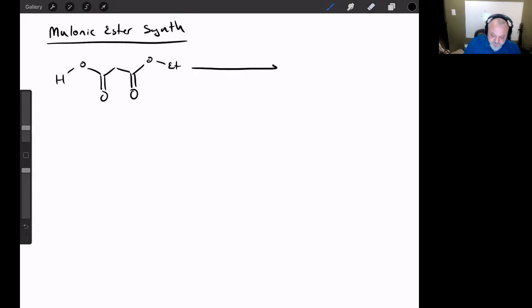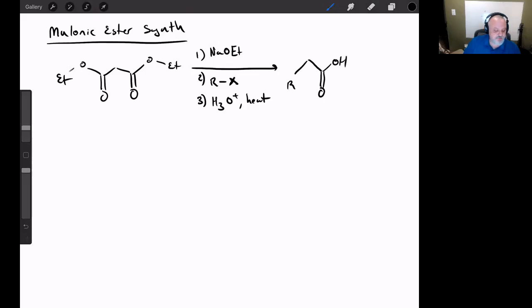And so if I react this thing with some sodium ethoxide, again, still avoiding transesterification, and I react it with an alkyl halide, some acid and some heat. What do we get? Oops, this is not an H, this is an Et. What do we get? We get a carboxylic acid that has an R group added at the alpha position.